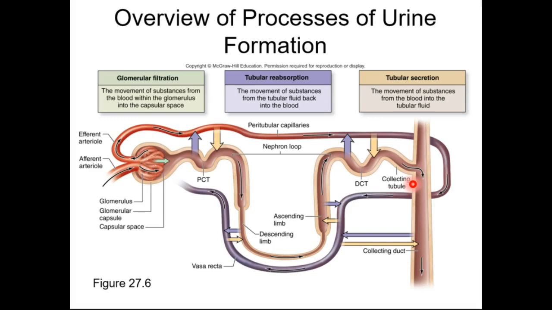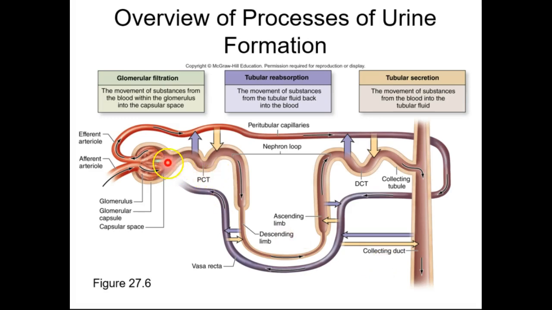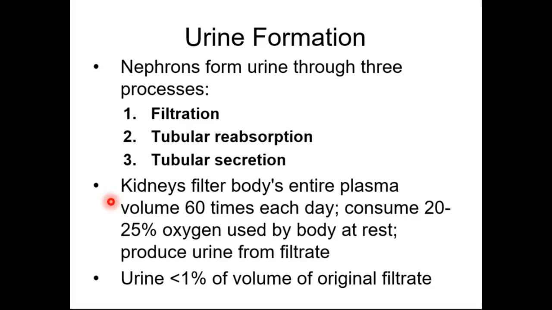All right, that was it. That was the tough stuff. We will go backwards and forwards over that. There are slides coming up to review this concept. So again, urine is less than 1% of the volume of the original filtrate. Filtrate is the definition of the fluid in the capsular space that was just pushed out of the glomerulus.